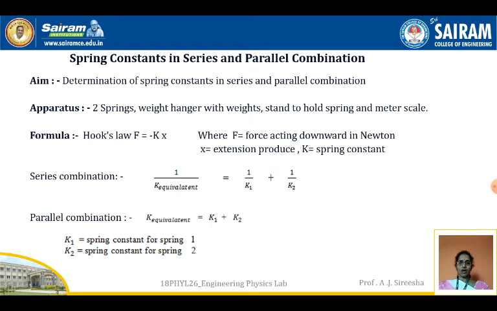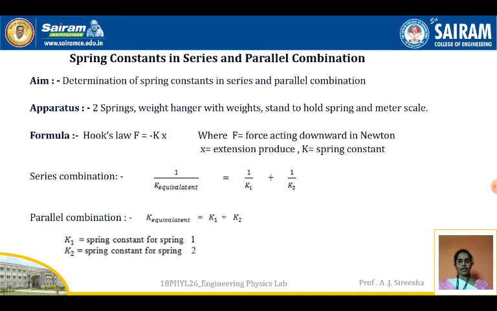Formula, Hooke's law. We know that Hooke's law is F equal to minus Kx, where F is the force acting downwards, x is the extension produced in the spring, and K is the spring constant. Now in series combination, the effective or equivalent spring constant is 1 by K equivalent equal to 1 by K1 plus 1 by K2. And in parallel combination, K equivalent is K1 plus K2.